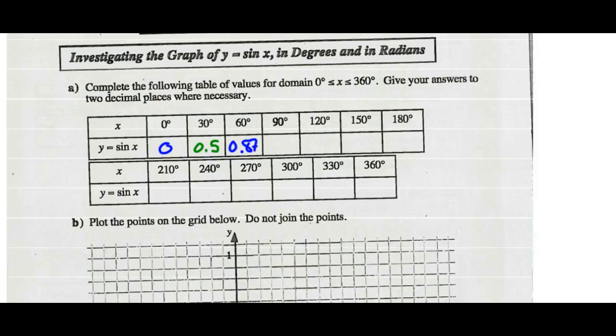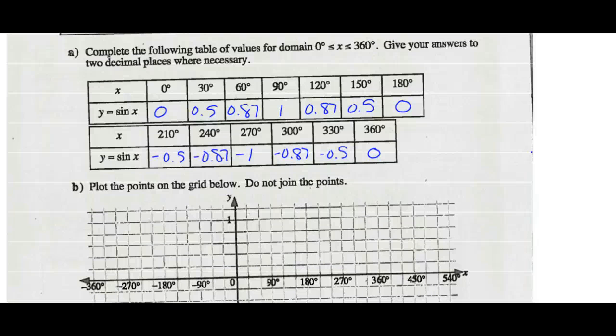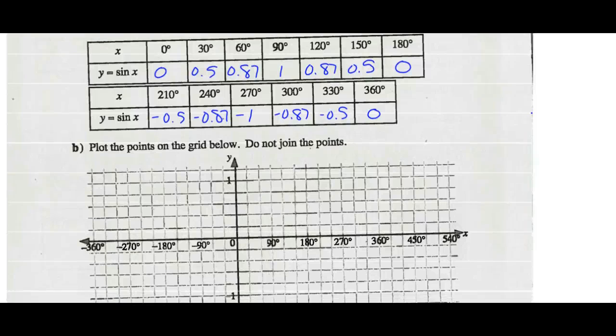And away you go. Complete this table. Now that I've shown you how to do it, you can pause it and complete it, and then you can come back and look. So here's what that chart should look like when it's completed. Plot the points on the grid below, but don't join them. All right, so let's plot these points on the grid below.